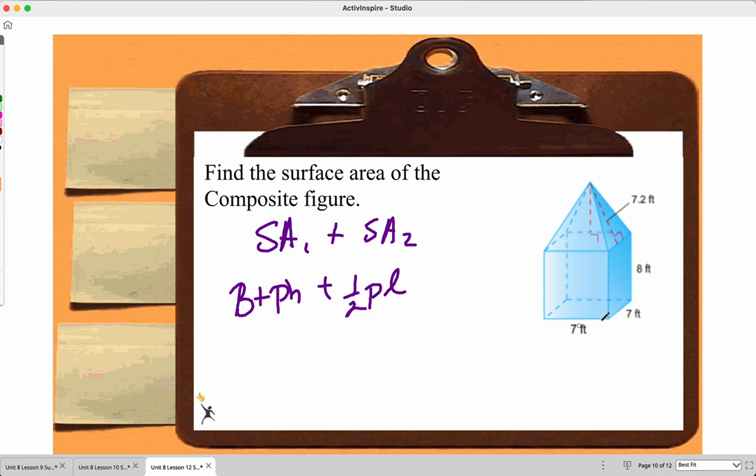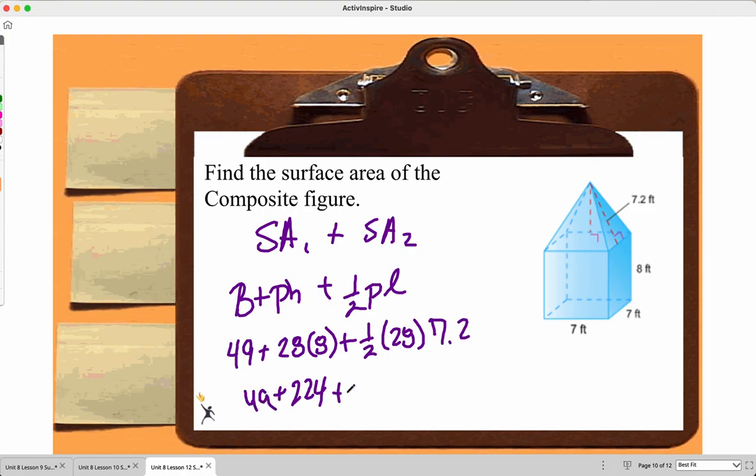So let's fill in all of our information. Our base here, big B, is 49. Our perimeter is 28. And our height is 8. Plus 1/2. Our perimeter is the same, 28. Plus our slant length times our slant length, which is 7 2/10. So we'll just start working the math. 28 times 8 is 224. Plus 49. Plus half of 28 is 14. 14 times 7 2/10. I get 100 8/10, and then start adding those up. I get 373 8/10 square feet for my surface area.